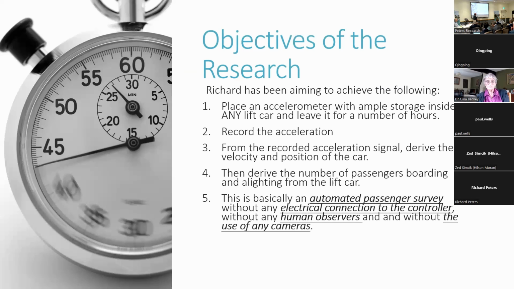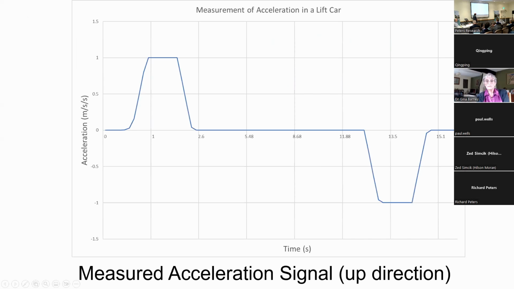And this is basically an automated passenger survey, but without using any electrical connections to the controller, without human observers, and without the use of any cameras and artificial intelligence. So there is actually merit to the concept, the idea that you want to do a survey, count the number of passengers without actually having access to these three, which you would normally need to do a survey. This is actually what we measure with an accelerometer.